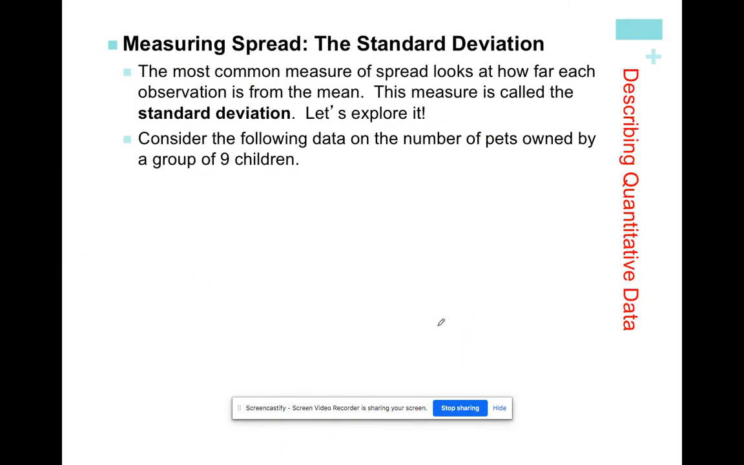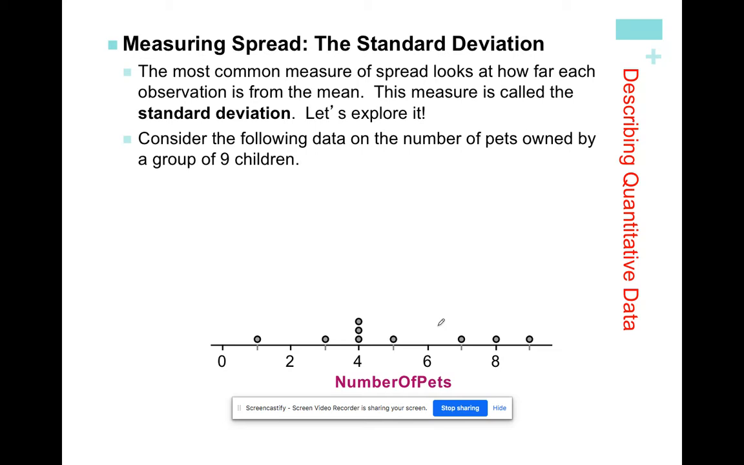So another measure of spread that we have, aside from the IQR, which we talked about yesterday, is called the standard deviation. And I'm going to walk you through how to find this, and then we'll talk about using technology to calculate standard deviation, because you're going to see in just a minute here that it's a pretty tedious process. So if you have a data set that's fairly large, you're not going to want to calculate standard deviation by hand. So here we have a dot plot that shows us how many pets are owned by a group of 9 children.